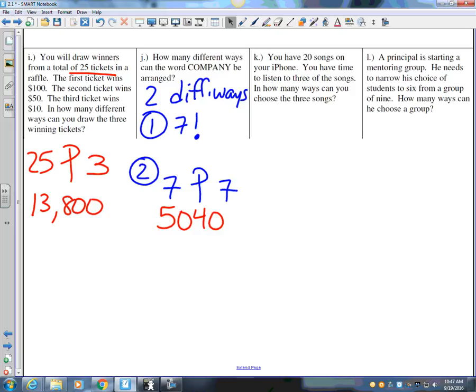All right. Okay, you have 20 songs on your iPhone. You have time to listen to 3 of the songs. How many ways can you choose the 3 songs? Once again, I know when you actually go to listen to them, they're going to be in a certain order. But right now, it's not asking that. Right now, it just says you're choosing the 3 songs. Okay, so you can tell somebody, hey, I want to listen to these 3 songs. So does order matter? No, you're just choosing them. So it's just C. Okay. Austin, what number goes in front? And what number goes in back? Anybody got that one?